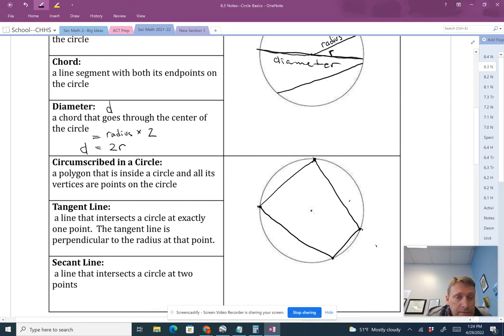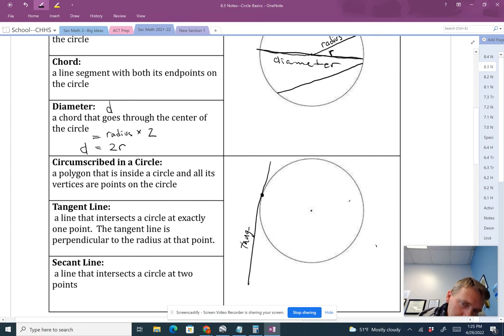All right, a tangent line is a line that intersects a circle at exactly one point. A tangent line touches the circle just at one point, and that's it. So that would be called a tangent line. The tangent line is perpendicular to the radius at that point. And so if this is the radius, then these two lines would be perpendicular to each other.